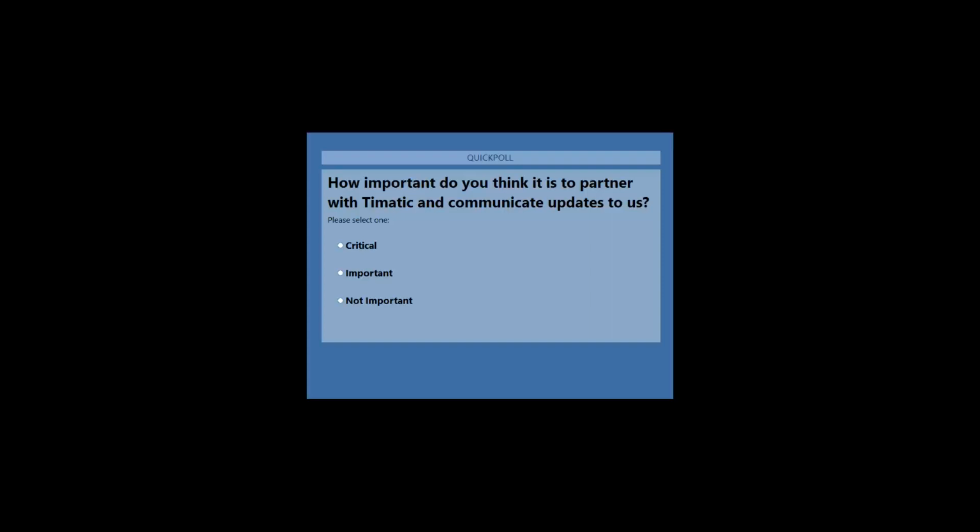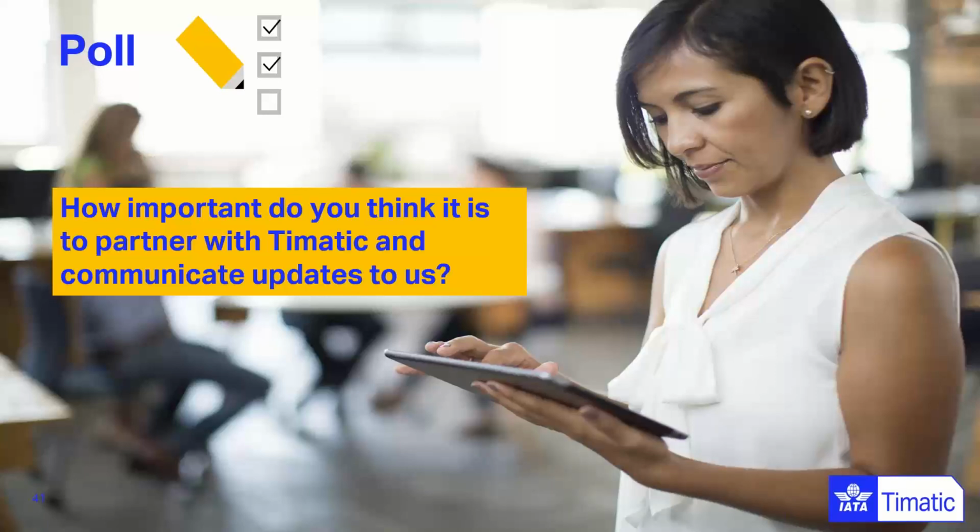Okay, just a couple more seconds. And panelists may vote, by the way, forgot to mention that. Okay, also very clear, 53% of you think this is critical. I'm very happy to hear that. And 48% of you think it is important. Not a single person voted not important. So this is indeed good news.